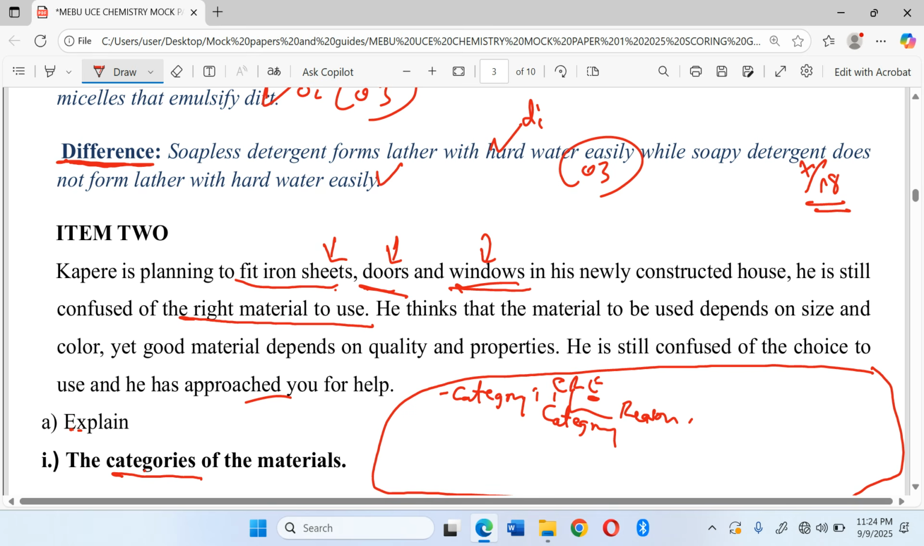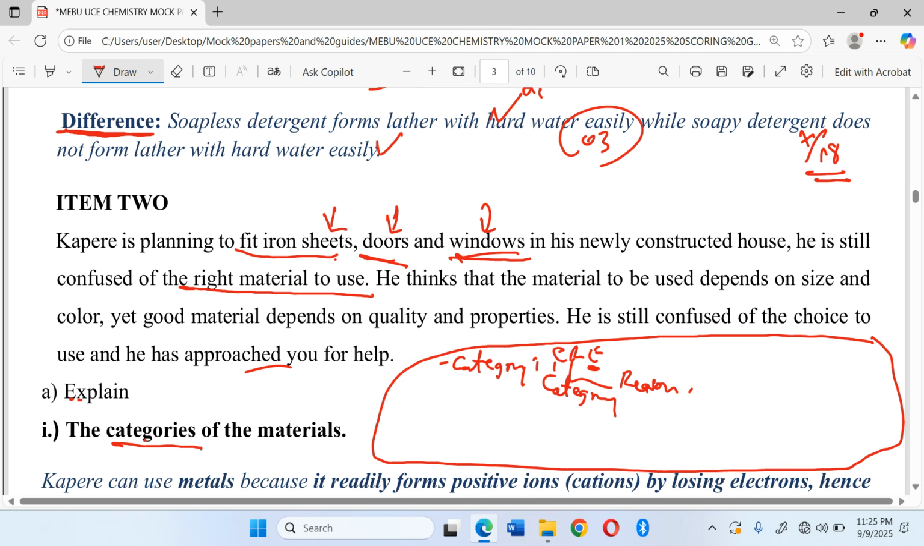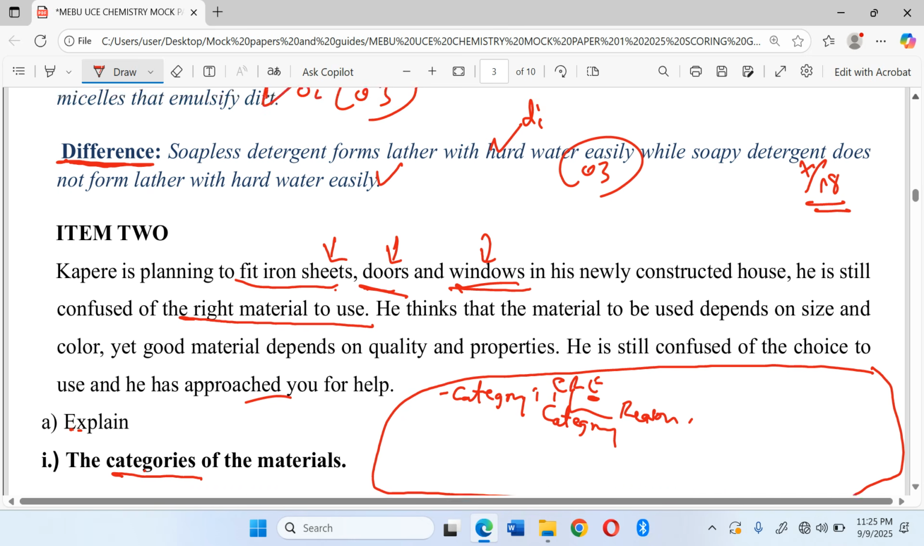So in this case, how could we have categorized these materials that we need to make iron sheets, materials to make doors, materials to work on windows? Let's look at the first point that we have here. Now, there are different responses that we can have in this question. For example, there are those people who could have given under natural and artificial.